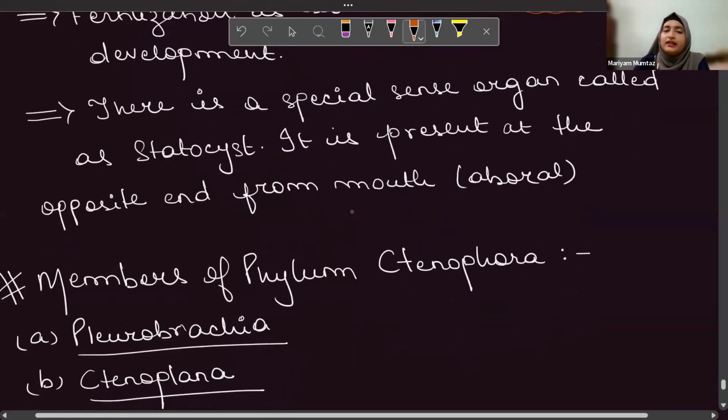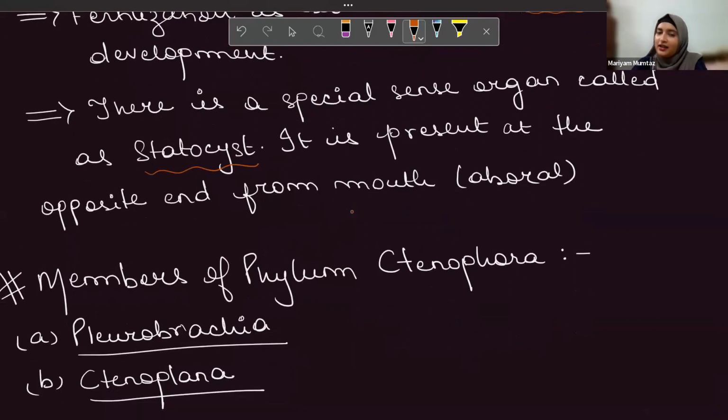Now, there is a special sense organ present, which is known as statocyst. Now again, see a contradiction. I told you that they are tissue level of organization. Where is the organ coming from? Signs of exceptions, right? So there is a special sense organ present, which is known as statocyst.